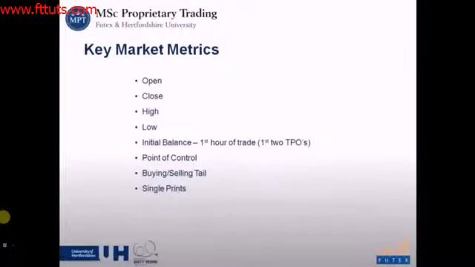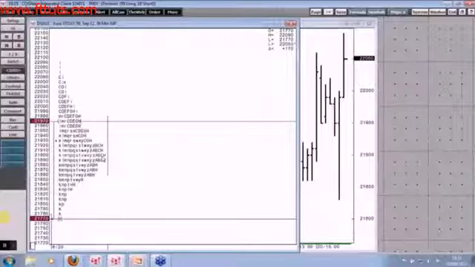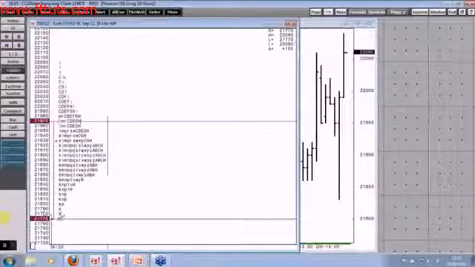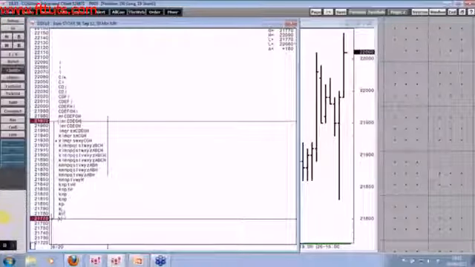Finally, we've got buying and selling tails and single prints. They can be confused, but what a buying and selling tail is, is single prints at the high and low of the day. What I mean by single prints is a price where there is a TPO but only one TPO. So we can see at 77s, 78s and 79s there is just one TPO at those three prices. That is at the low of the day.